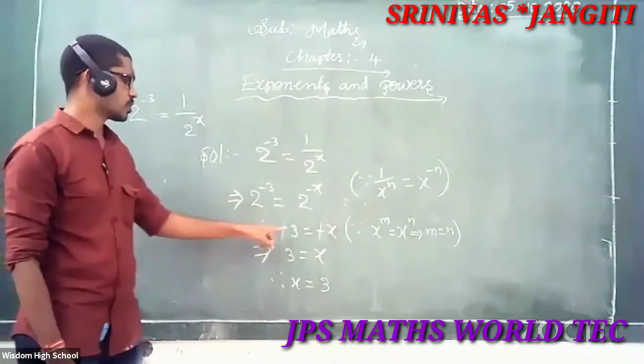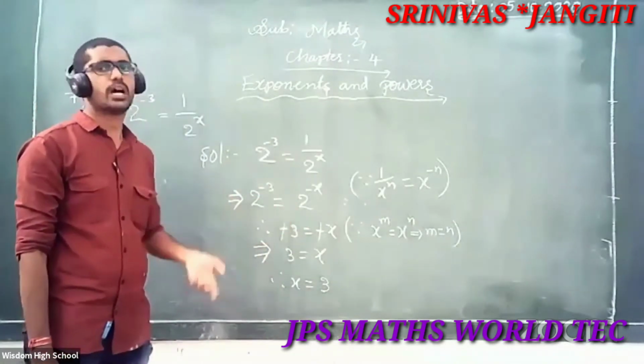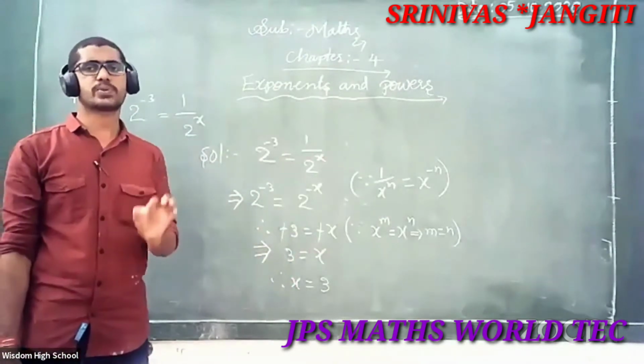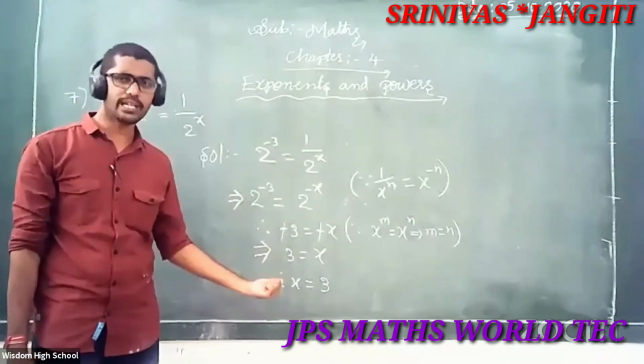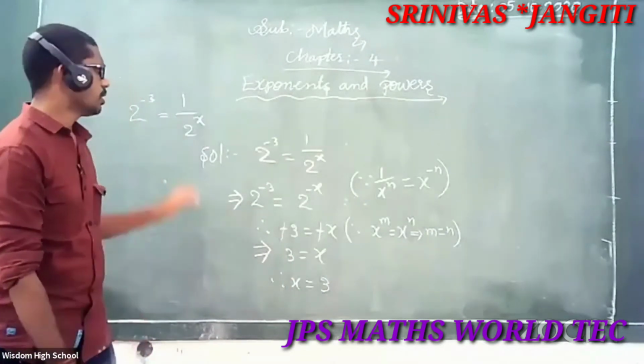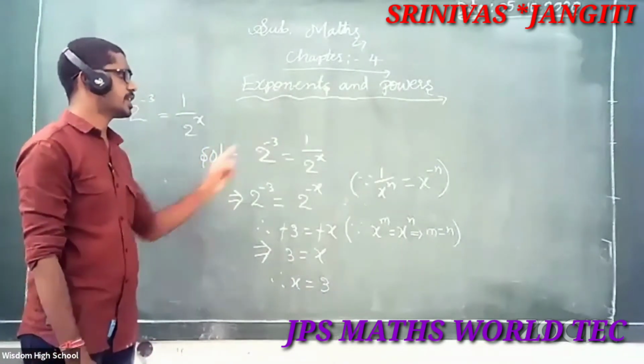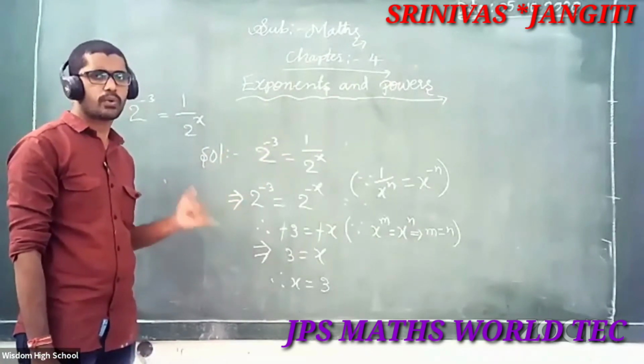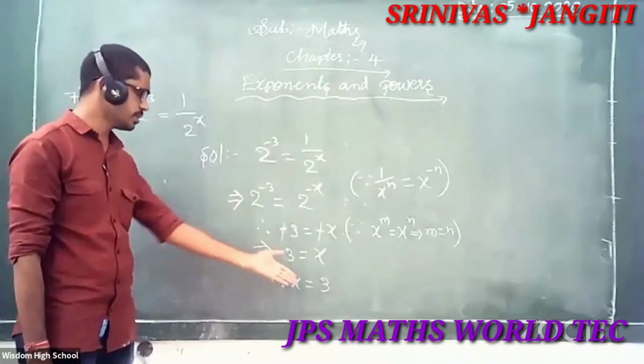It is clear. So then what is here? 3 is equal to x, or x is equal to 3. Finally, what is the x value? It is 3. So 2 to the power of minus 3 is equal to 1 by 2 to the power of x. Then what is the x? x is equal to 3.